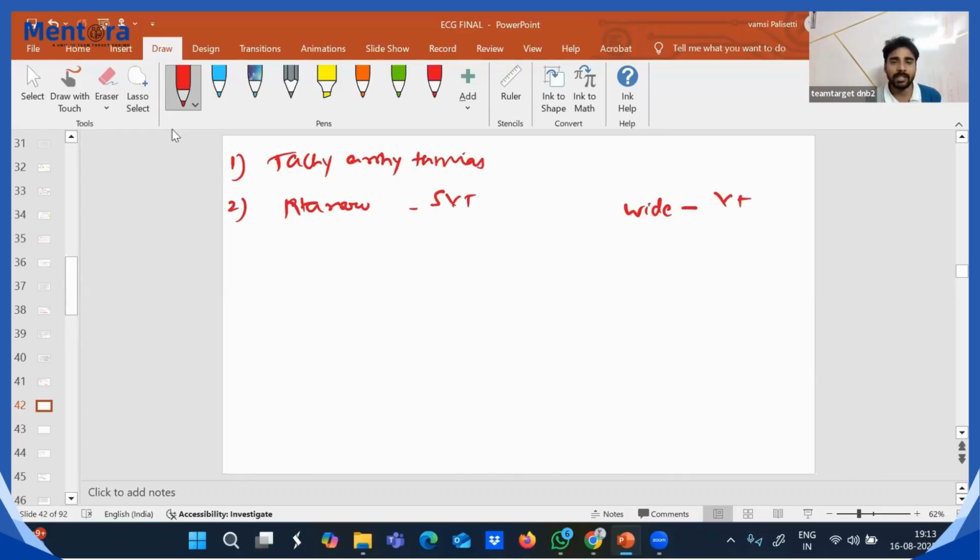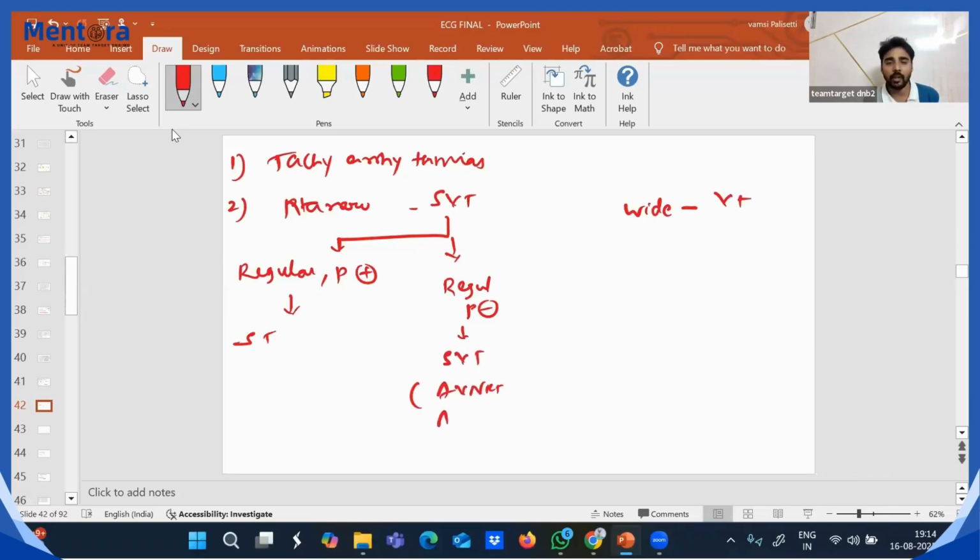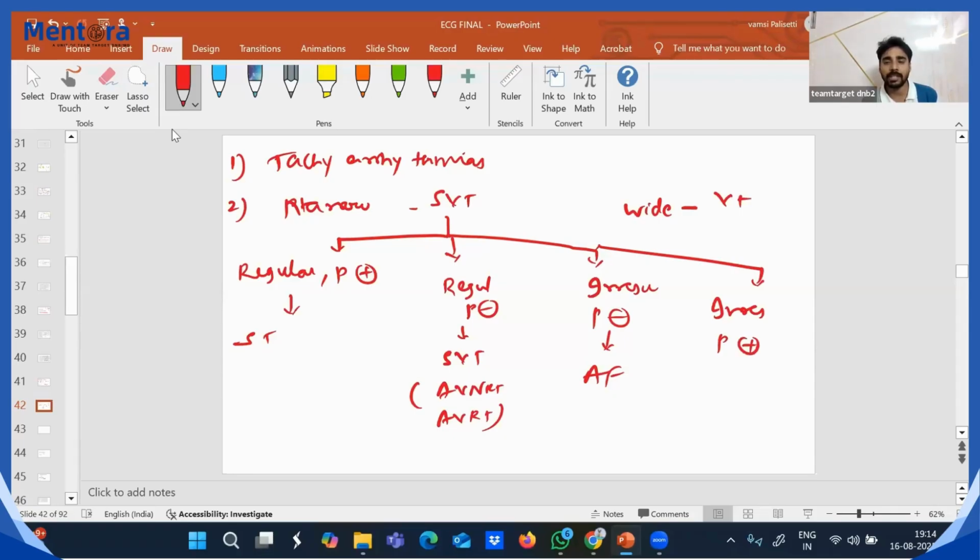In supraventricular tachyarrhythmias, we looked at whether it is regular, and whether P waves are present or not. If it's regular and P waves are present, that is sinus tachycardia. If regular and P waves are absent, that is usually supraventricular tachyarrhythmia, that is AVNRT and atrioventricular re-entry tachycardia. If it is irregular and P waves are absent, that is atrial fibrillation. If irregular and P waves are present, that is multifocal atrial tachycardia.